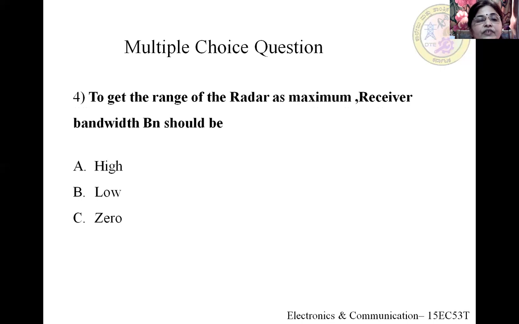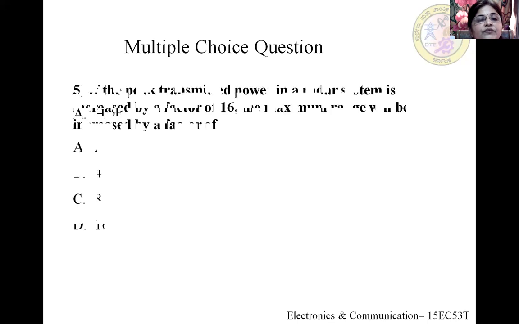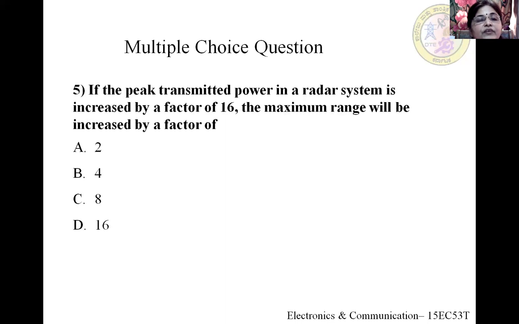Question number 4. To get the range of the radar as maximum, the receiver bandwidth should be option A, high, option B, low, option C, zero. So what about the receiver bandwidth? It should be high or low or zero. What is the correct answer? The receiver bandwidth should be high, isn't it? The receiver bandwidth should be high.